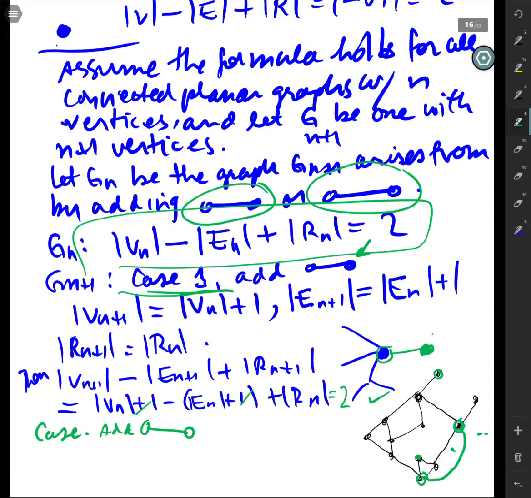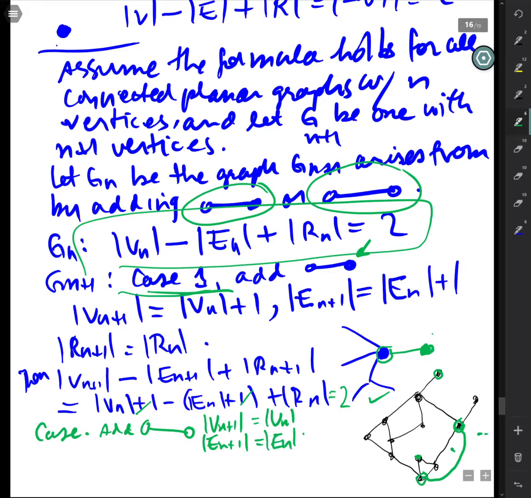So what happens here is when we do that, we get that the number of vertices has not changed. The number of edges has changed by 1. It's the old number of edges in the graph with n edges, plus 1 edge, the one we've added, and the number of regions has increased by 1 as well, because the effect is to split a region.